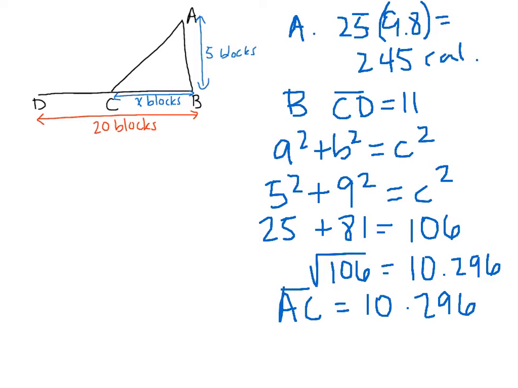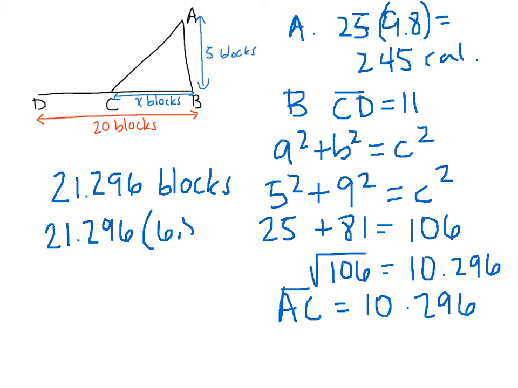If I combine CD and AC together, I'm going to find the total amount that Miss Belis walked. She walked 21.296 blocks, and she's walking at a rate of 6.5 calories per block. So it's going to be 21.296 times 6.5, and that's going to tell us how many calories she burned. She burned 138.424 calories.